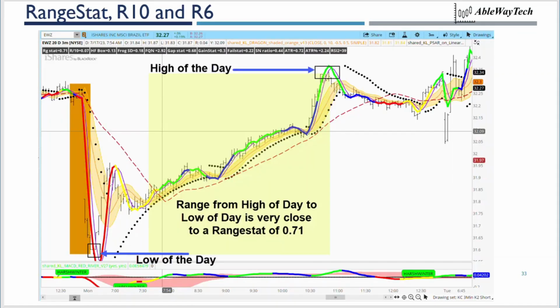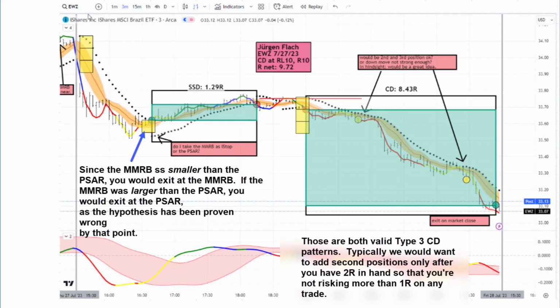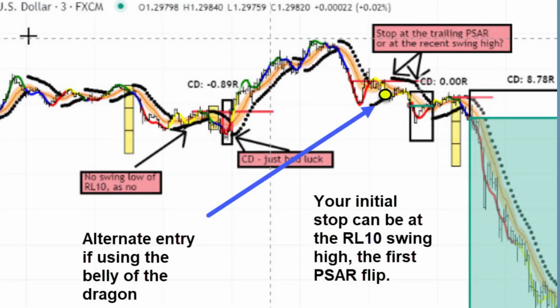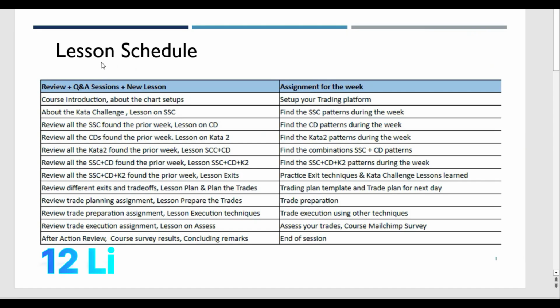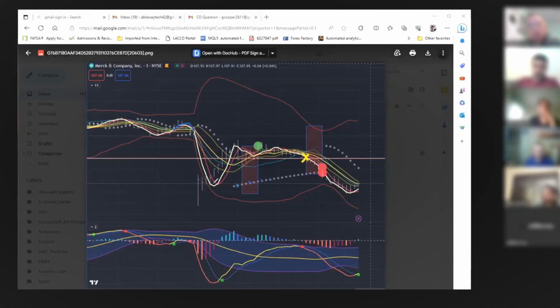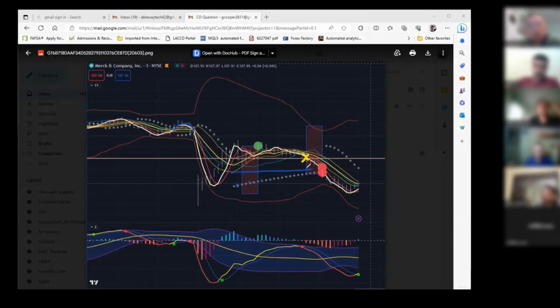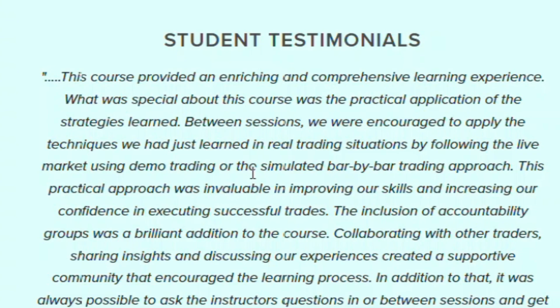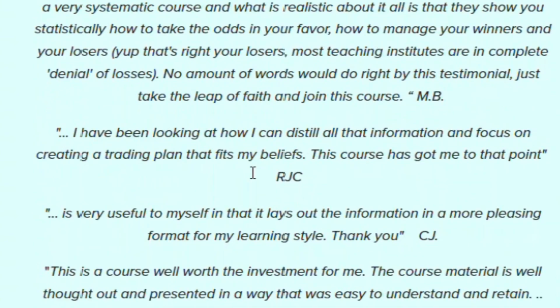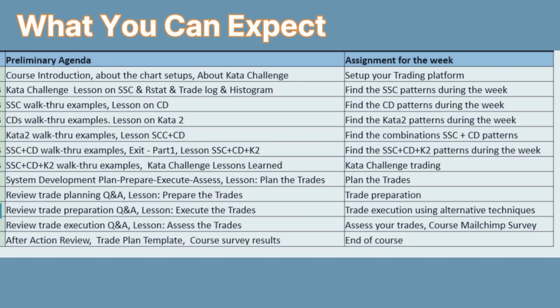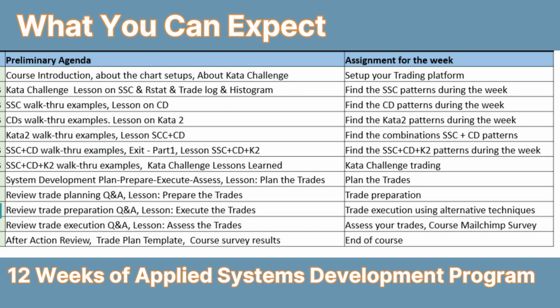Throughout the course, we ensure understanding with weekly exercises and provide question and answer support. Learning is interactive, ensuring you grasp the concepts. And the best part? You get to engage in 12 weekly live Zoom sessions for real-time feedback and connect with the community of traders. We've been receiving lots of positive feedback from our students, praising the structured delivery and practical application. Here's what you can expect during the 12 weeks of the Applied Systems Development program.